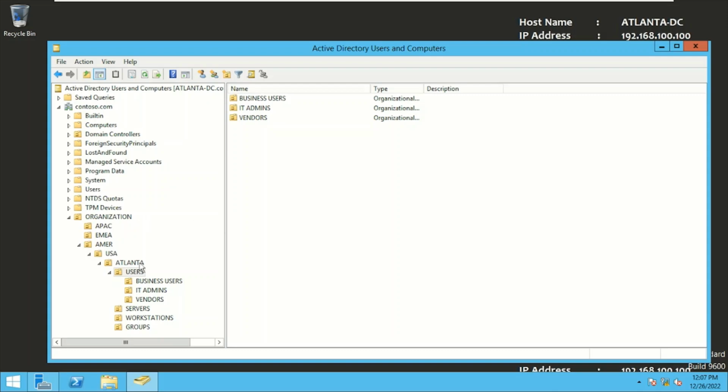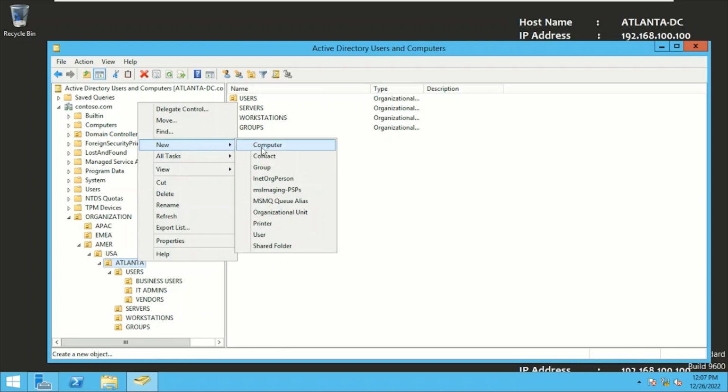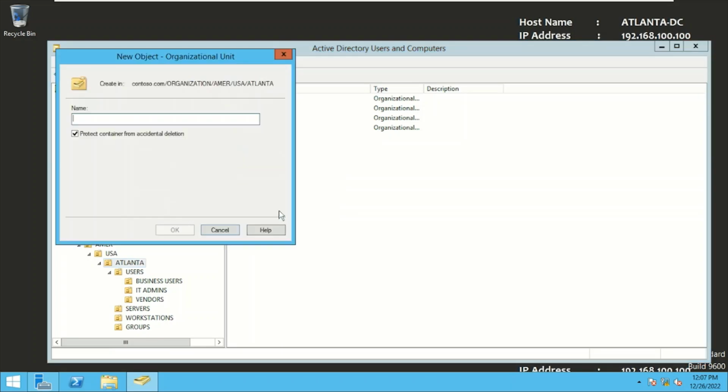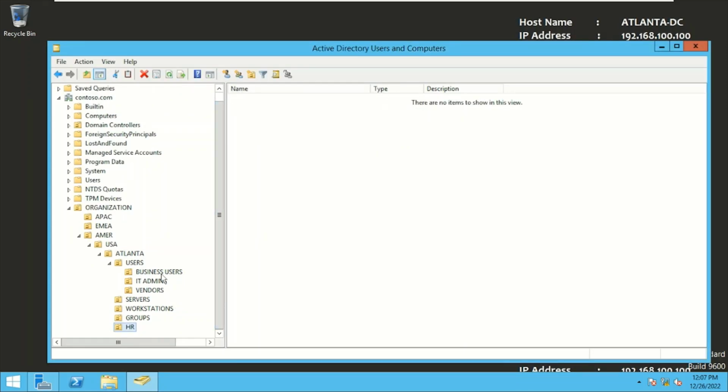Now we'll have one more OU under Atlanta, and that would be HR. Our HR is under Atlanta. So they are not part of users, but will be a separate OU for the HR function. So we have three categories of users in Atlanta. Some are business users, some are IT admins, and some are vendors.